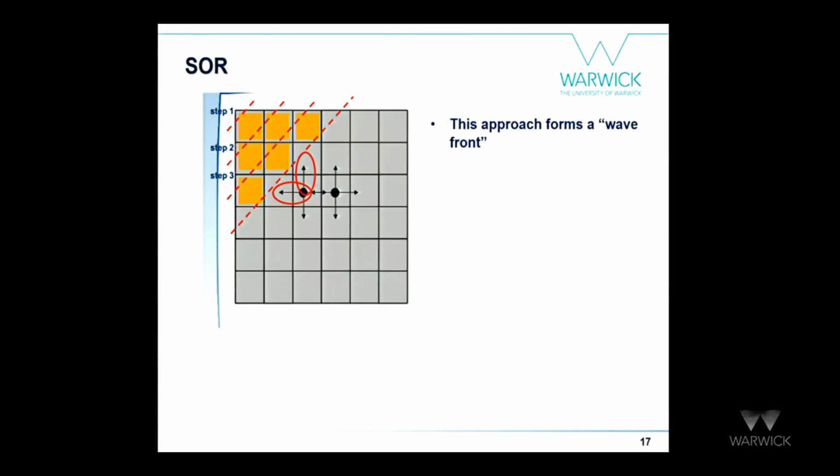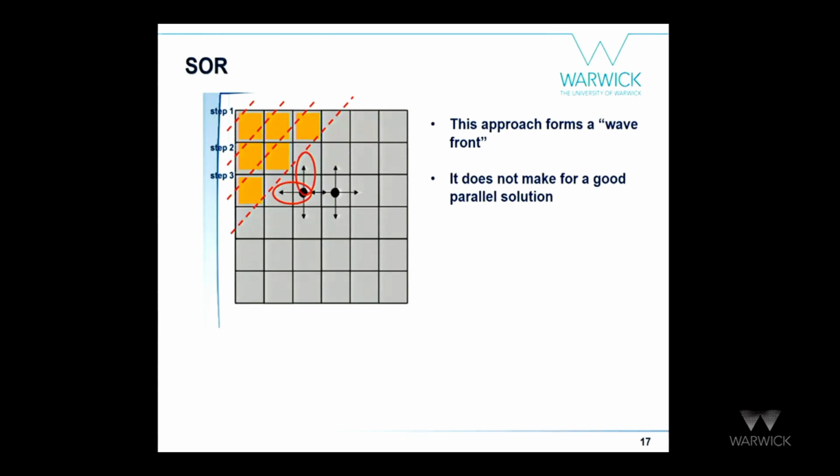So you can see that this kind of approach forms a wavefront. It's like you throw a stone at the corner of a pond. It will generate a wave. The wave will spread across the pond. This kind of wavefront application is notoriously bad for parallelization. The reason is because there is a dependency between different steps. So we cannot start step 2 until we have finished step 1. We cannot start step 3 until we have finished step 2.